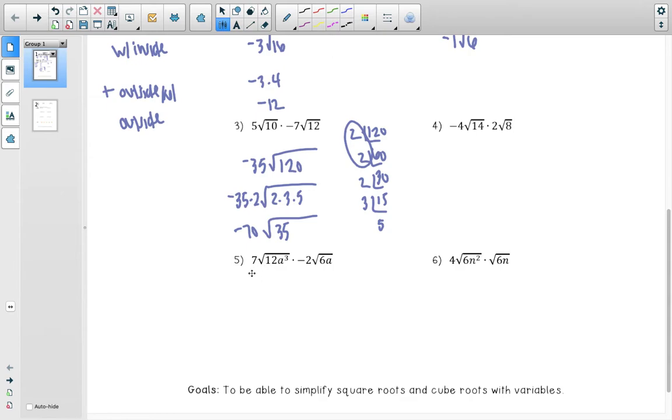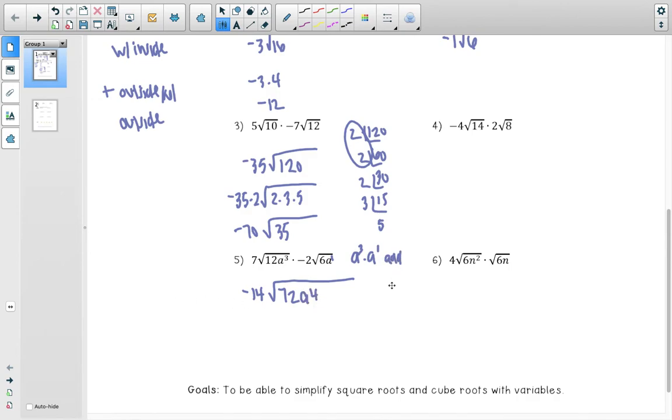So outside and outside, 7 and negative 2 give you negative 14. Now this one's different because we have variables. So when you have variables, you do the numbers and numbers and the variables and variables. So 12 and 6 multiplied together is 72. And then a to the third and a to the first, remember that when you multiply, you add powers, so it's a to the 4th power.